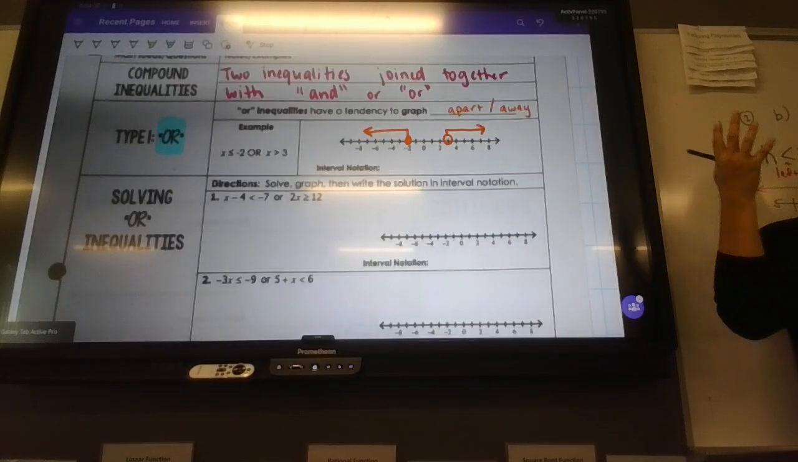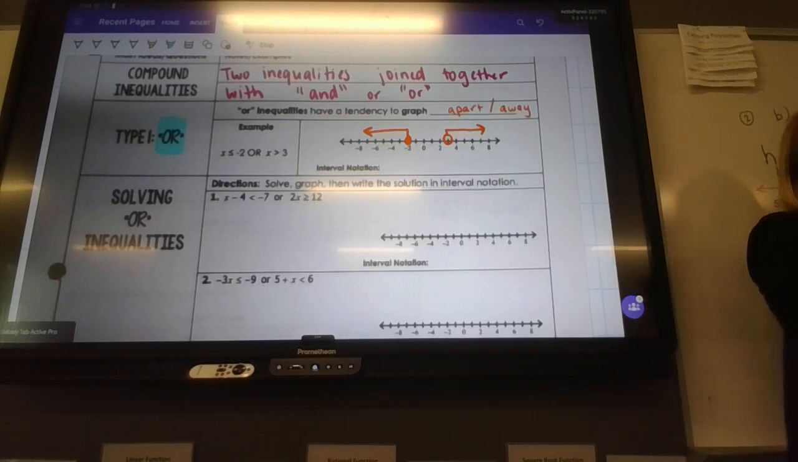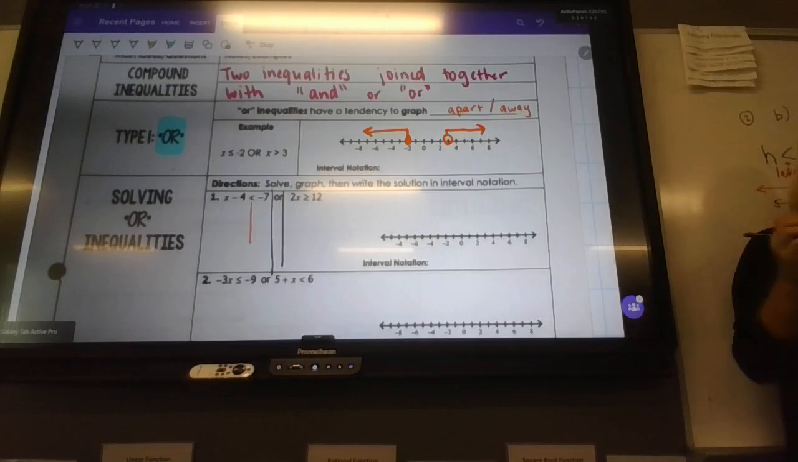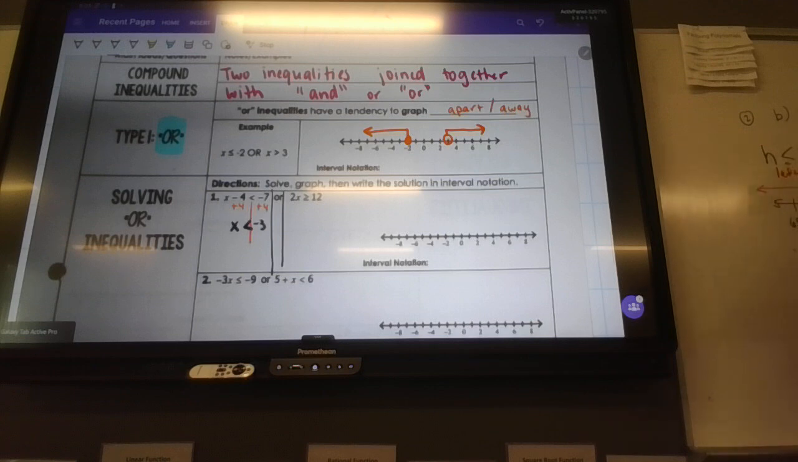Now, for the rest of these, we have to do a little bit of solving before we can just jump into graphing. So you just want to really think about these as 2 separate problems. And they both have their own little lines in them that you have to do inverse operations around. So for this first one, it's x minus 4. So we're going to do the opposite of subtract. We'll add 4 on both sides. And we have x is less than -3. And that one's done. And then we do the other problem. So either x is less than -3, or on the other side, that's 2 times x. I would divide by 2. x is greater than or equal to 6.